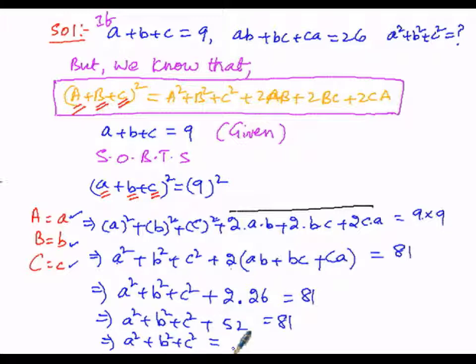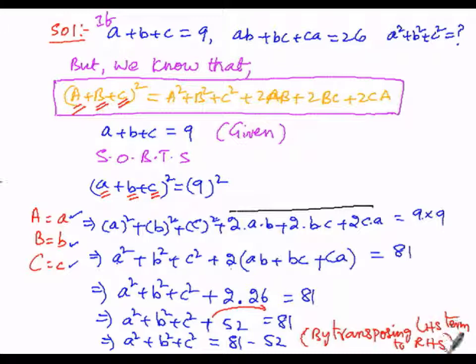So that implies a square plus b square plus c square is equal to, when we transpose this plus 52 over to the right hand side, it becomes minus 52. So 81 first of all must be written as it is on the right hand side, and plus 52 when transposed to the right hand side becomes minus 52. So we got this logical step by means of transposing the LHS term to the RHS, where plus 52 becomes minus 52.